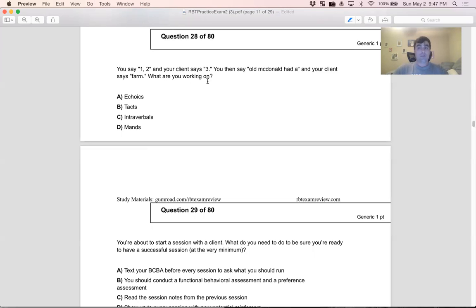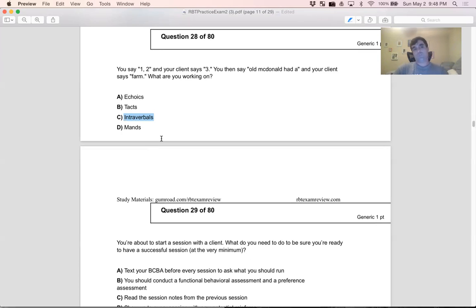What are they doing? Well, they're answering you, okay? So it's not echoics. Tact, that is labeling. Is your client labeling anything? No, again, they're responding to you, they're answering you. Intraverbals, yes, right? Intraverbals is like a conversation, right? They're responding to you, okay?